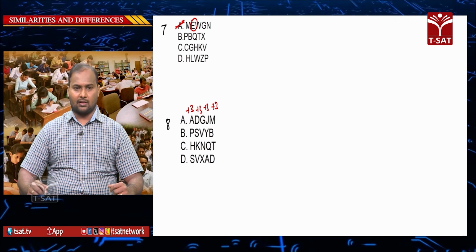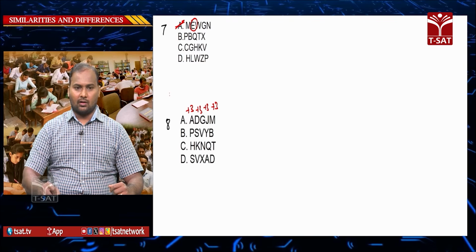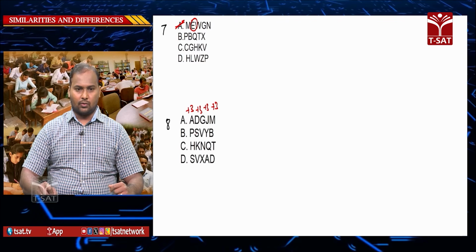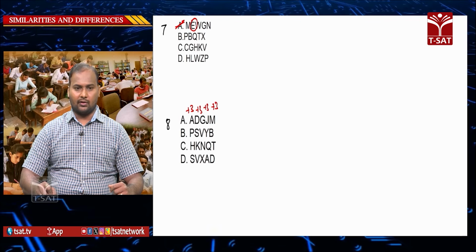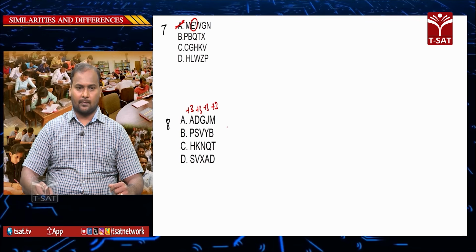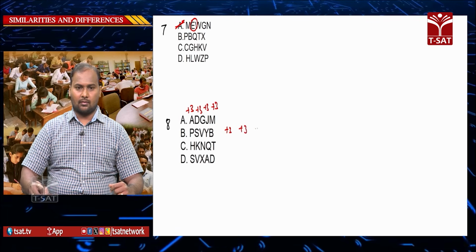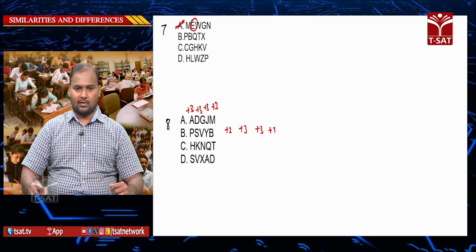Everything is increasing by plus 3, plus 3, plus 3, plus 3. In the same way, come to option B. P to S increasing by plus 3, S to V again increasing by plus 3, V to Y plus 3, Y to B is also plus 3. Here also the logic is plus 3, plus 3, plus 3 and plus 3.